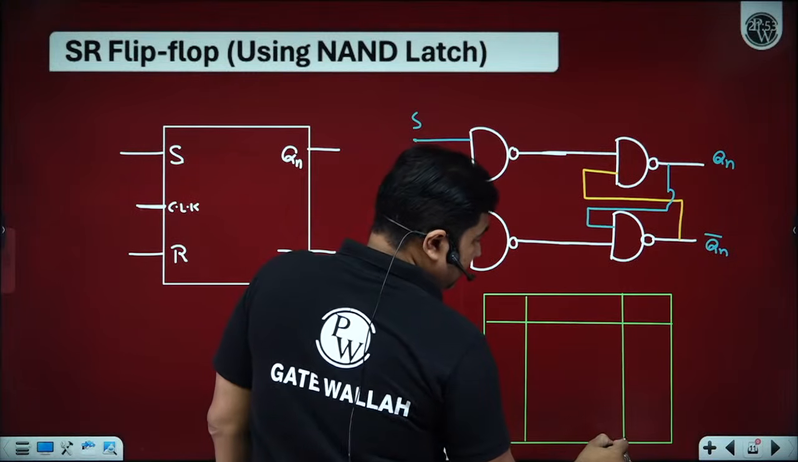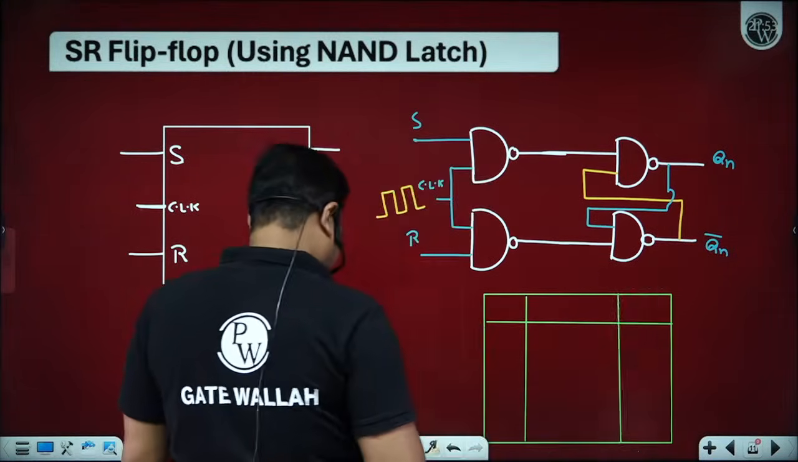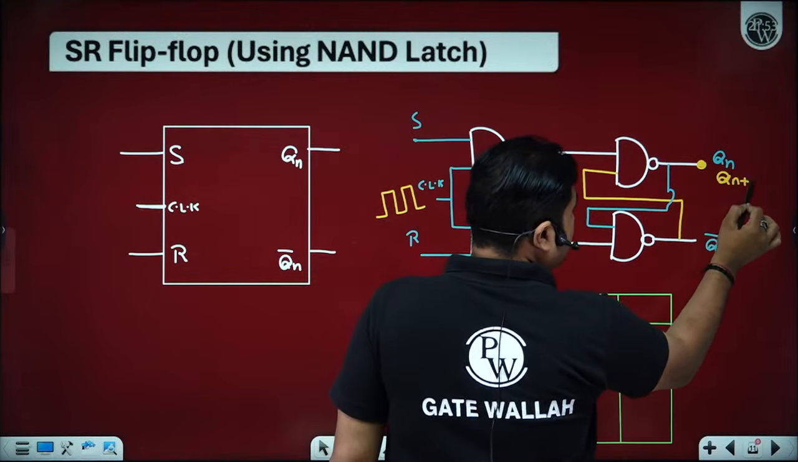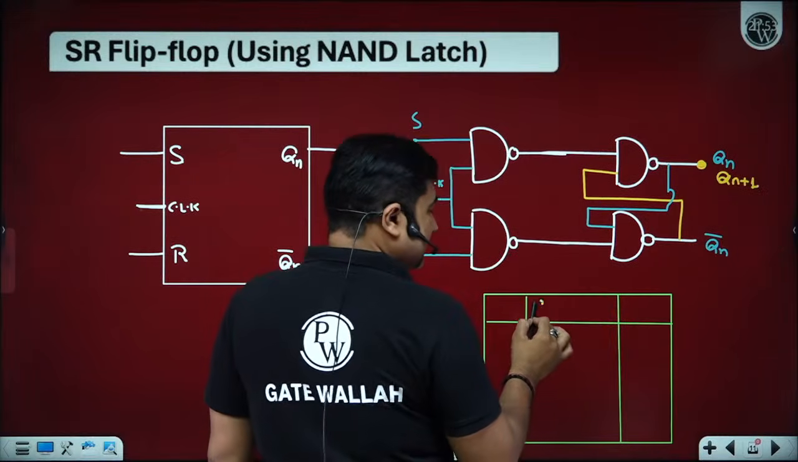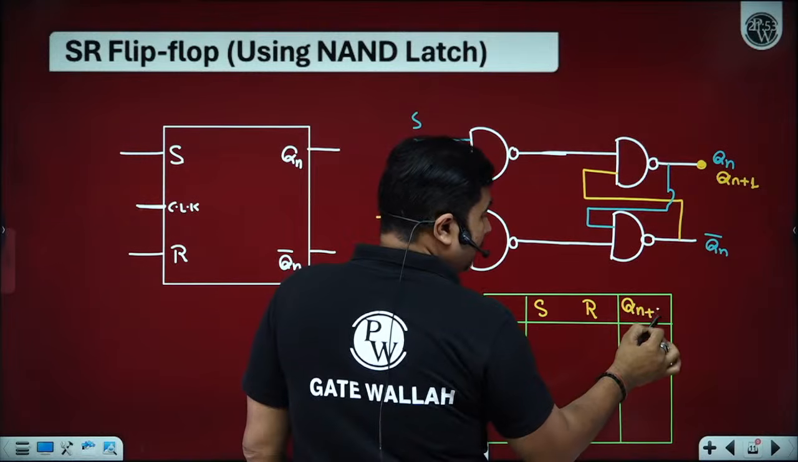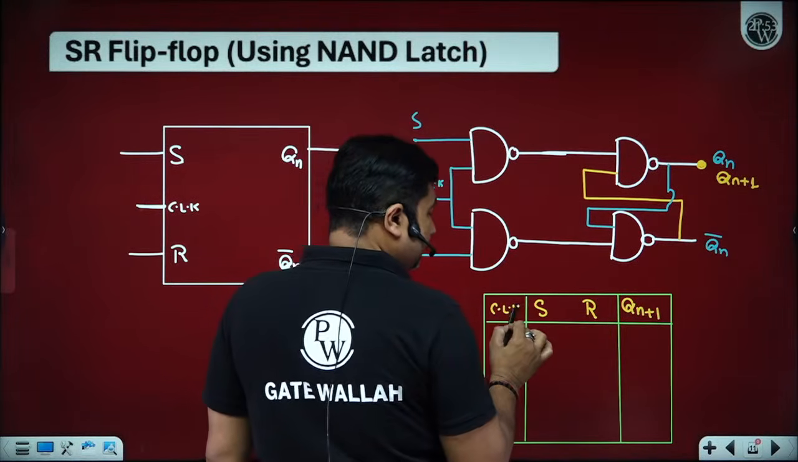4 possibilities, sir. I am interested to check the next state at this particular port. So I am interested to check Qn plus 1 as a next state. We have an input SR, next state Qn plus 1 and clock.